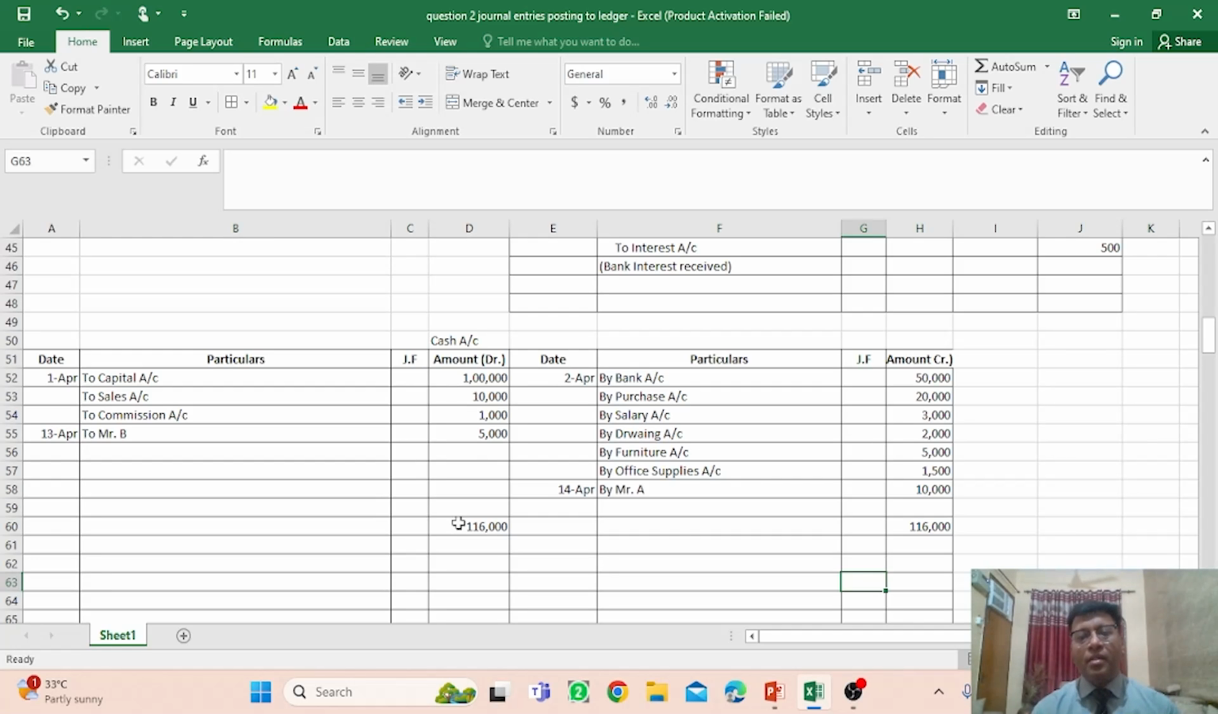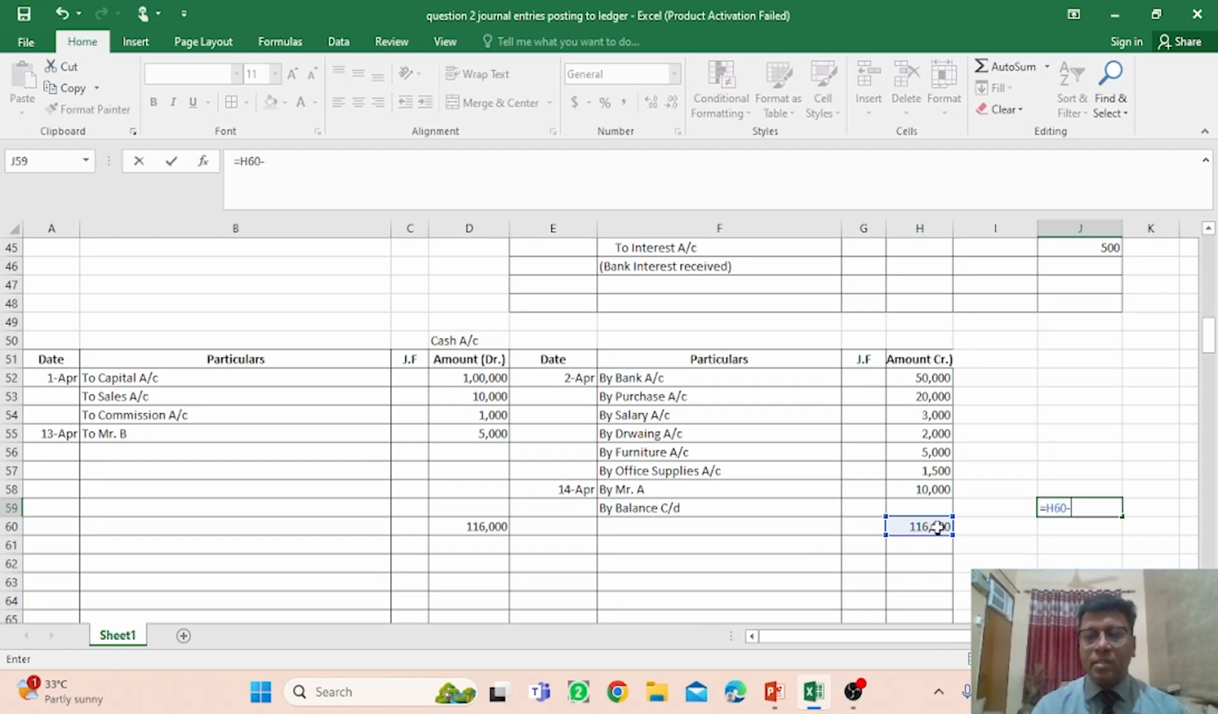It means you have to mention the total for the debit side and you have to mention the same total in the credit side, and now you have to take the balance by balance c/d, carry down. The total of the credit side was 91,500. Again we can take the total, right? What about for checking? It is 91,500. So you have to take the difference, this one minus 91,500, and you find 24,500.